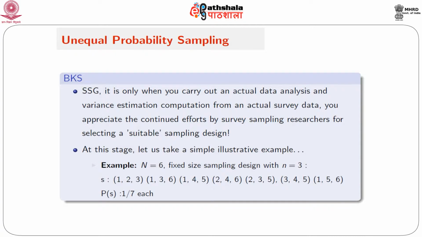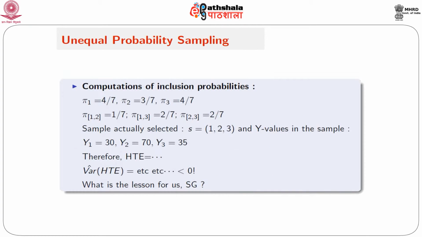I did not pick up all triplets. I selected 7, but I made sure that all the pi i's are positive. I also made sure, hopefully, that all the pi ij's are positive. Anyway, I have attached probability 1 over 7 to each of these 7 samples. And now I can go ahead comfortably with the computations. So here you find pi 1, pi 2, pi 3, pi 12, pi 13, pi 23. Suppose through implementation of a random sampling technique, we have selected the sample 1, 2, 3, and you have got the y values like 30, 70, 35.